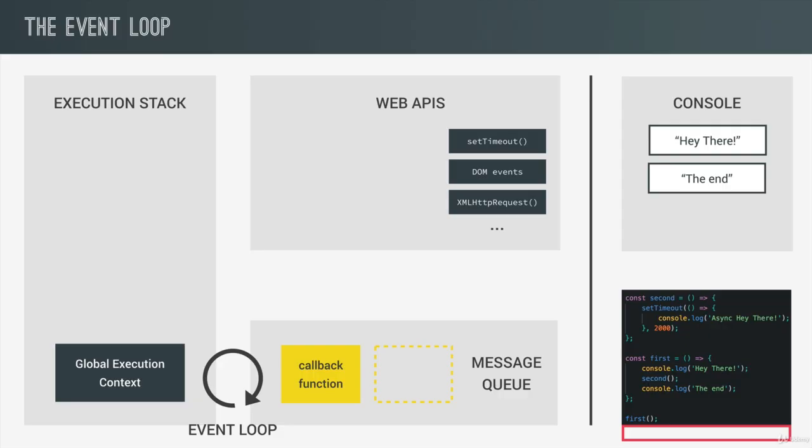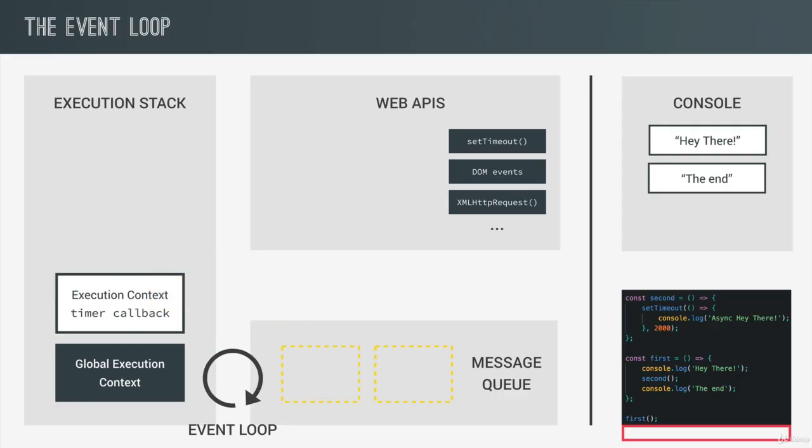Alright, so how are these callback functions in the message queue executed? And that's where finally the event loop comes in. So the job of the event loop is to constantly monitor the message queue and the execution stack and to push the first callback function in line onto the execution stack as soon as the stack is empty. Okay, so in our example here right now, the stack is empty, right? And so we have one callback waiting to be executed, and so the event loop takes that callback and pushes it onto the stack, where a new execution context is created for that function. And that's it. That's what the event loop does.